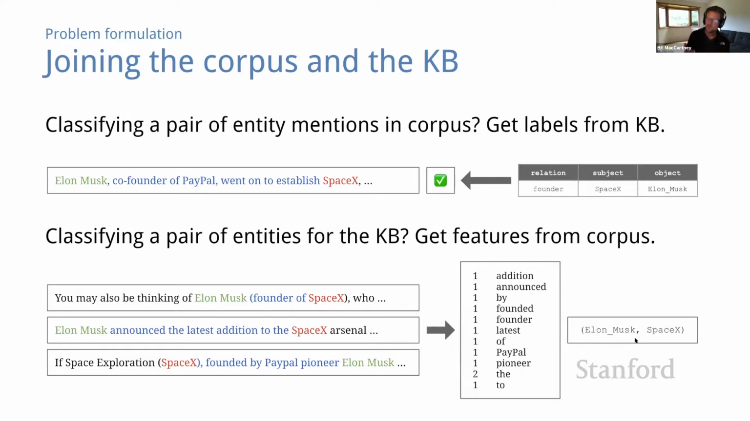So this is a very interesting way of reversing things. Instead of using the KB to generate a label to make a prediction about a specific pair of entity mentions in a specific sentence, I'm turning things around. I'm using the corpus to generate a feature representation that I will use to make a prediction about an entity pair in abstraction, an entity pair considered just as a pair of entities.